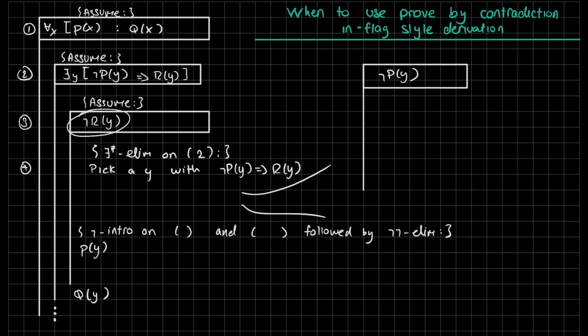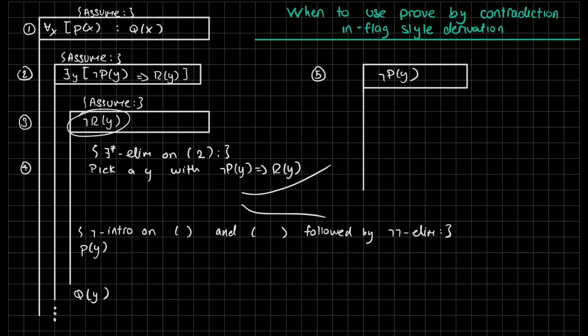Okay, so now we have a new assumption, and let's see what we can do with this. Well, let's look at these two lines. First of all, let me just write down the line here. The line number is 5. And let's see. We have not p of y, and on line 4, we have the implication not p of y implies r of y. And if you remember the rules for implication elimination, if we have the left-hand side of the implication, in this case not p of y, then you can eliminate the implication and get the right-hand side, which would be r of y.